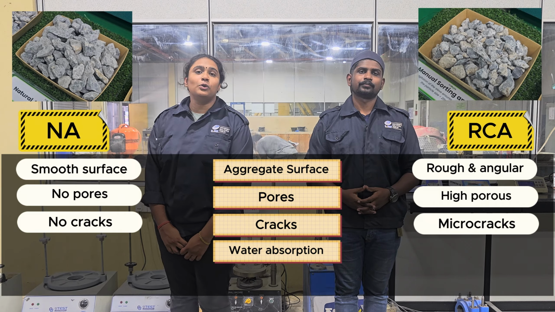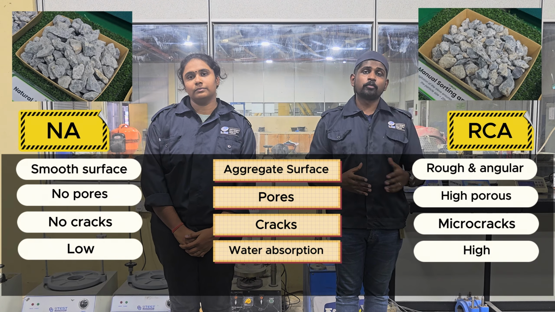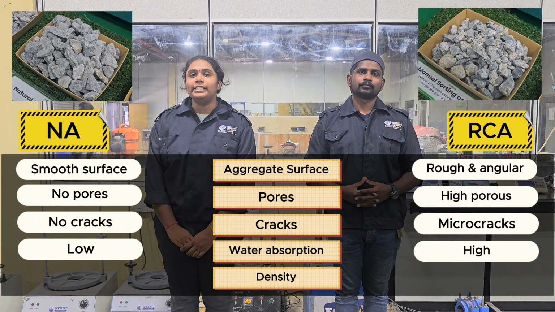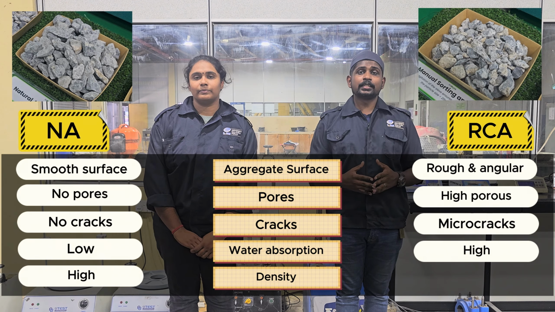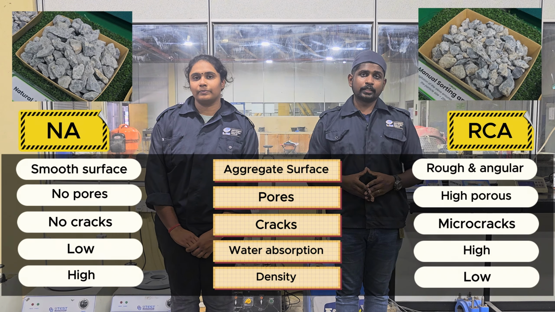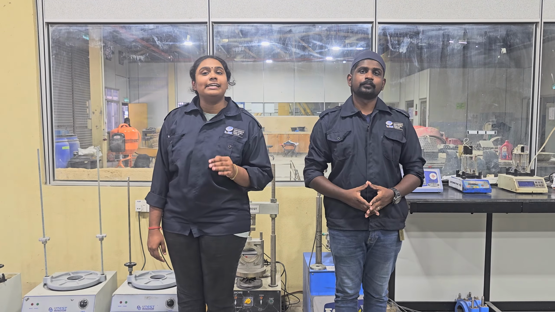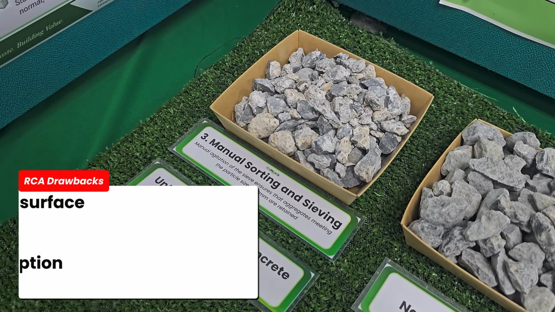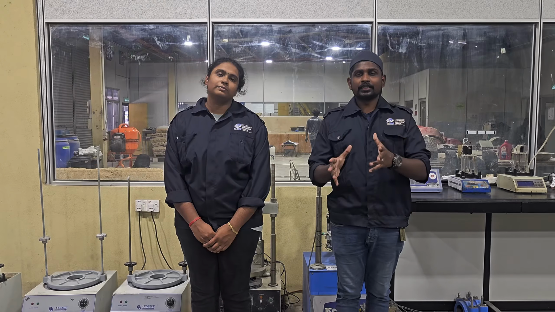Natural aggregate has lower water absorption capacity. RCA has high water absorption caused by the higher porosity and also the adhered mortar. Since natural aggregate is solid and dense, it has higher density. RCA has lower density due to the low solid content compared to the adhered mortar attached to the aggregate. In this case, it clearly can be seen that natural aggregate has better properties than RCA. Yes, the major drawback of recycled concrete aggregate is caused by the adhered mortar attached to the aggregate surface. This is where our research comes in.